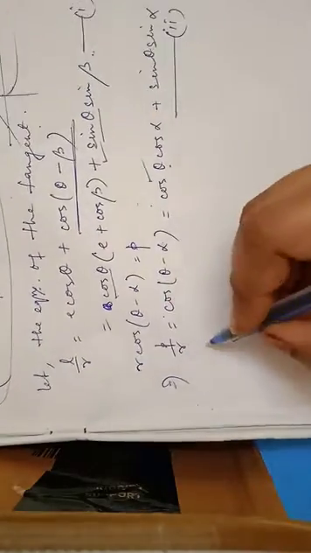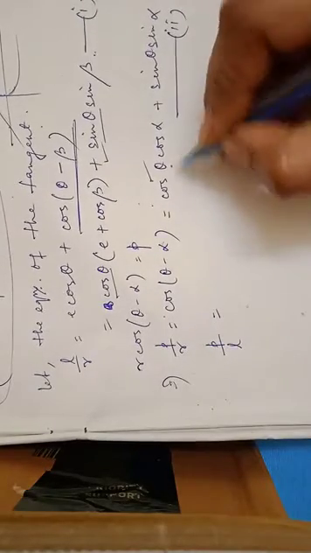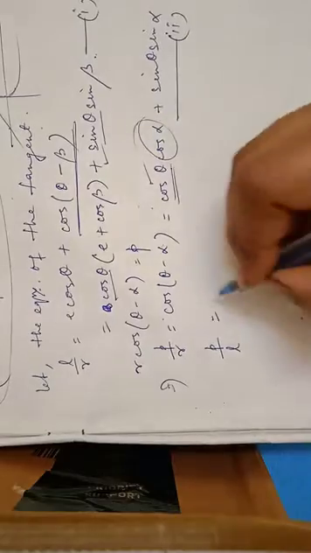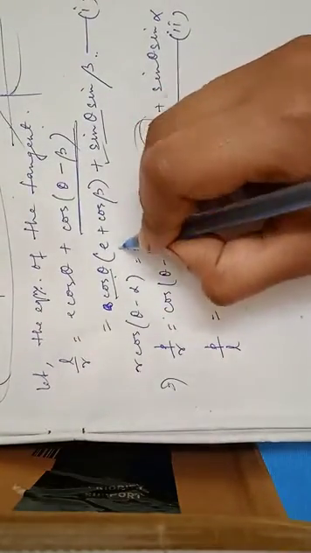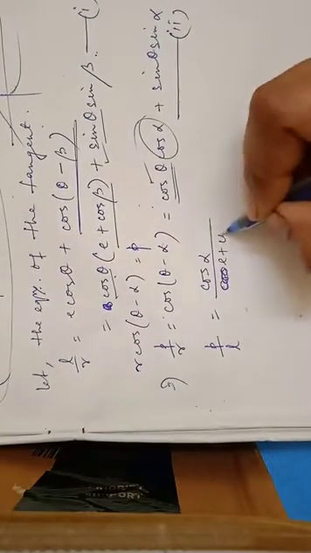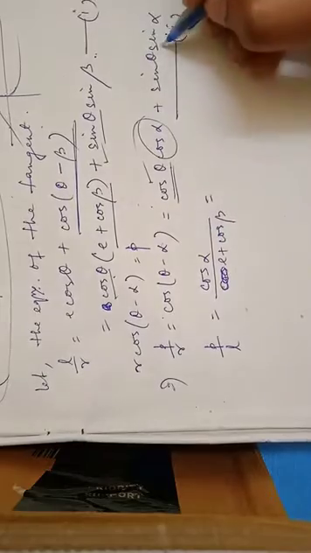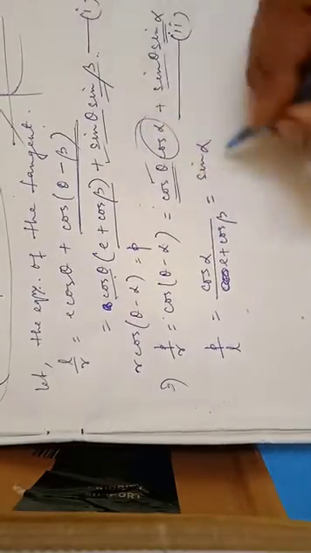So we will compare 1 and 2. Compare means we will compare the coefficients of cos theta and sin theta. So the left hand side should be the same. That means p by l equals, the cos theta coefficient here is cos alpha, and here the cos theta coefficient is e plus cos beta. Now here the sin theta coefficient is sin alpha and here sin beta.